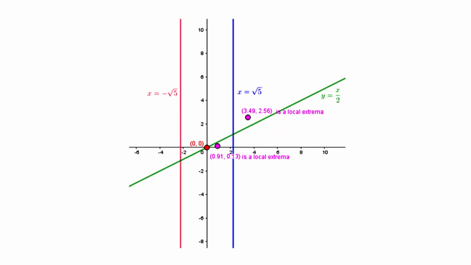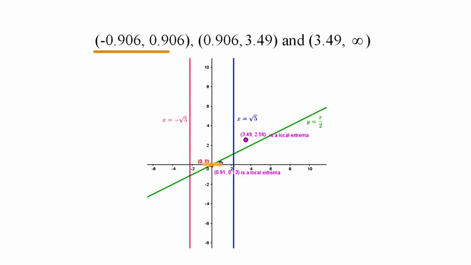When x is equal to 0.906, we get y is equal to 0.128 to get the point (0.906, 0.128). When x is equal to 3.49, we get y is equal to 2.474 to get the point (3.49, 2.474). We plot these 2 points.